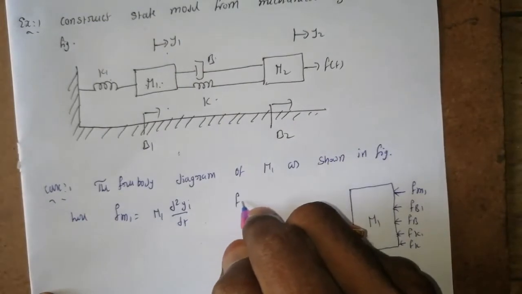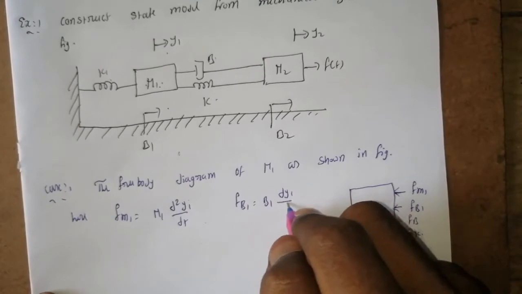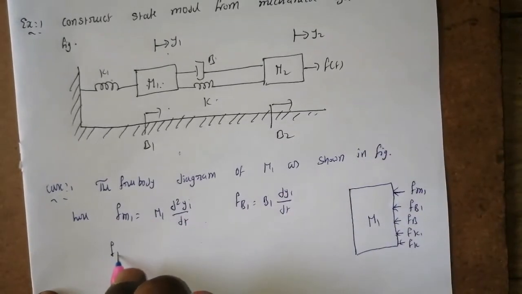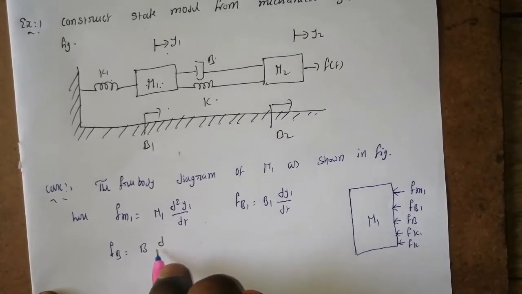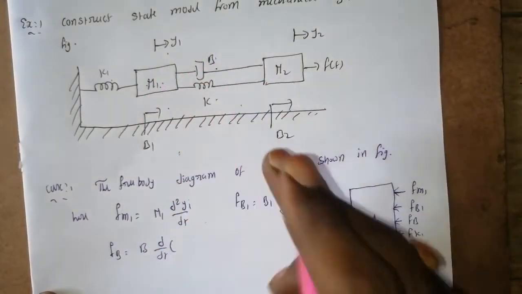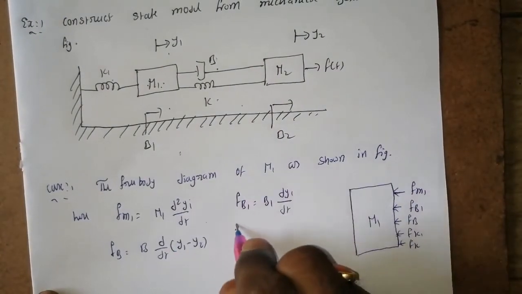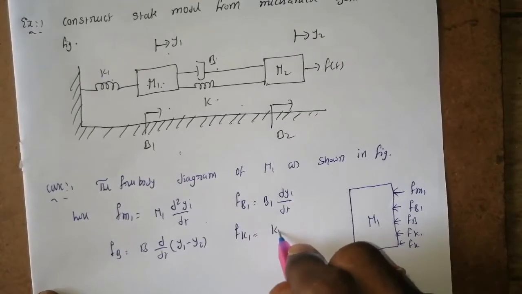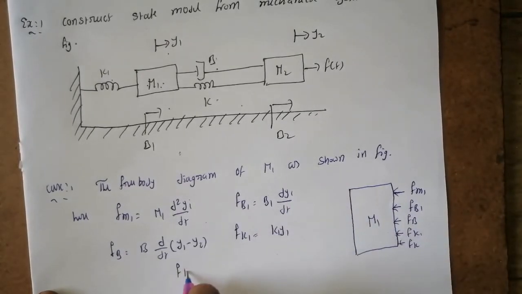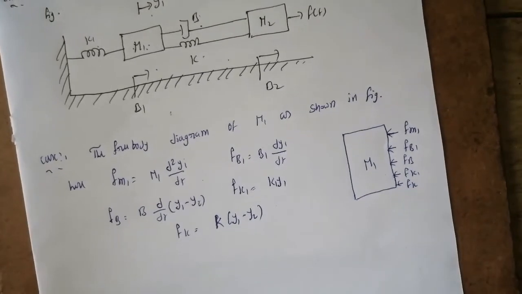Next, Fb1 is b1 into dy1 by dt. Fb equals b into d by dt. So b is common for both elements, right? Here the displacement can be written as y1 minus y2. Similarly, Fk1 equals k1 into y1, and Fk equals k into y1 minus y2. So these are the elements of opposing forces on m1.